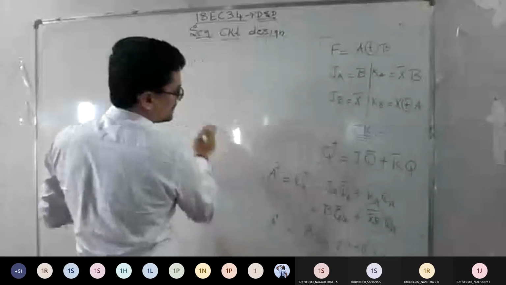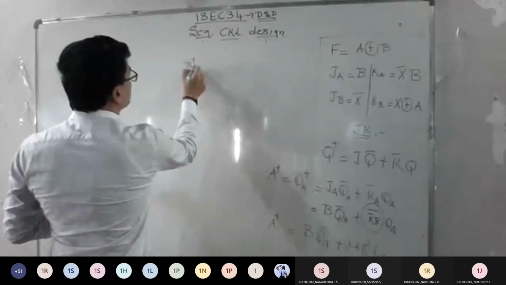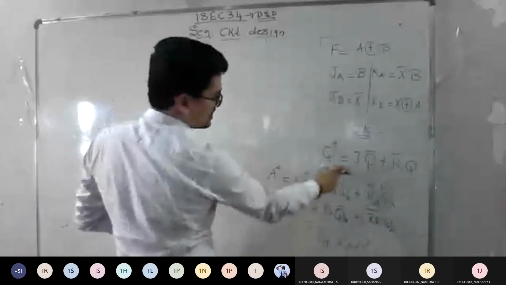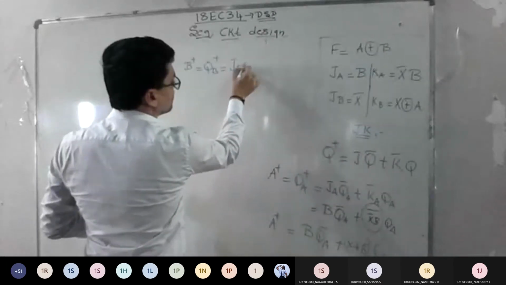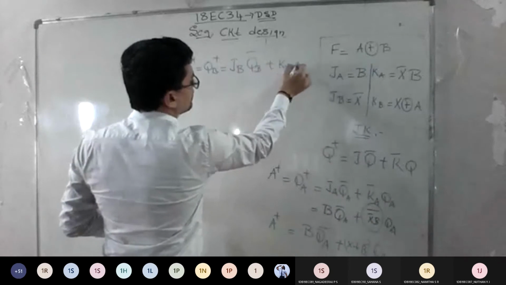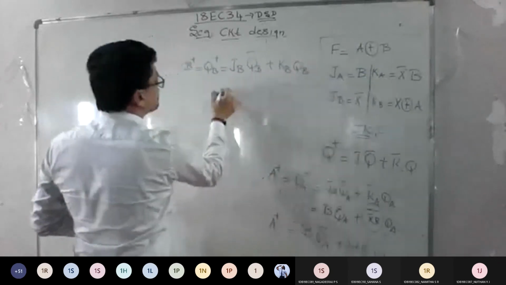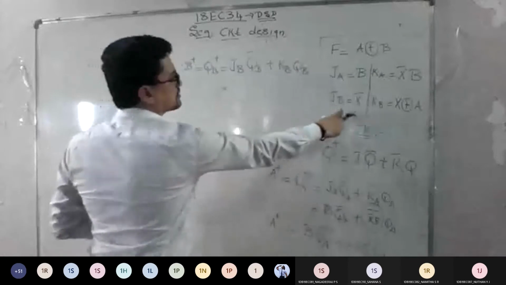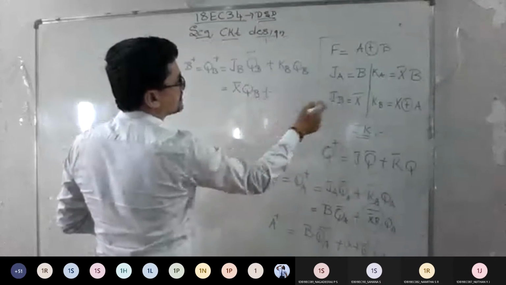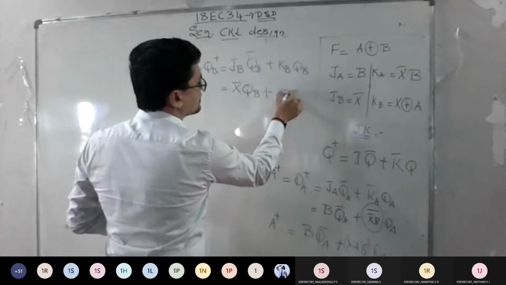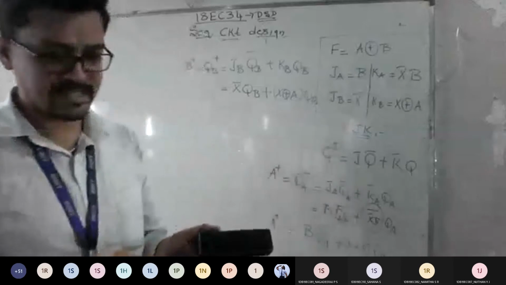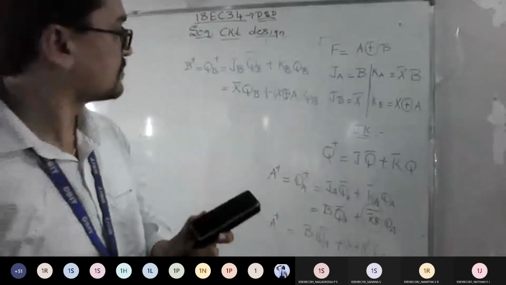Okay. So in the same way I want it for the next one, that is your Q_B state. So I want B plus, nothing but Q_B plus. So what is your equation? You just make it as J_B Q_B bar plus K_B Q_B. Tell me the values now. What is J_B equal to? X bar Q_B. What is K_B? It is X XOR A into Q_B.